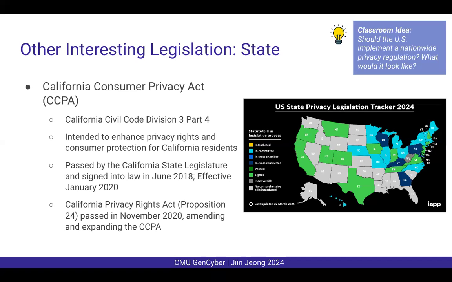So if you look at this nice map by the IAPP, which has useful information regarding privacy, you can track the US state privacy legislation across different states, whether it was introduced in committee, in cross-chamber or committee, and whether it was passed, signed, and so on. And a classroom idea could be talking about, should the US implement a nationwide privacy regulation? And what would it look like? What are some portions that you think should be included in such a regulation?